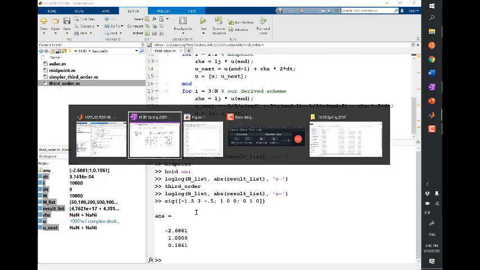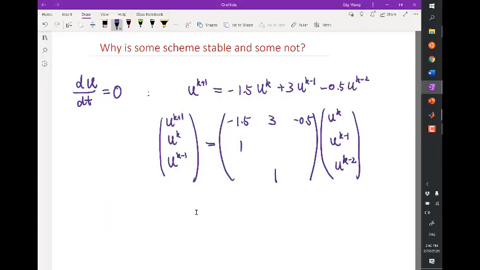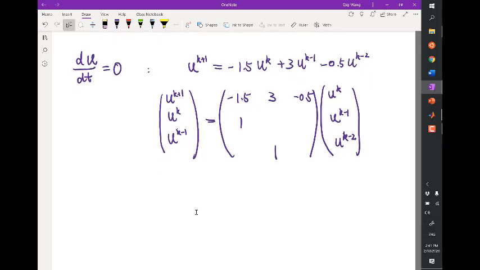So let's start looking back at why the two schemes we have already studied, forward Euler and midpoint, are stable. We have solved the equations successfully with these two methods. So let's see if we apply the same analysis to forward Euler. Again, we are solving the equation du dt equal to 0 using forward Euler. That would be what? u of k plus 1 equal to what?